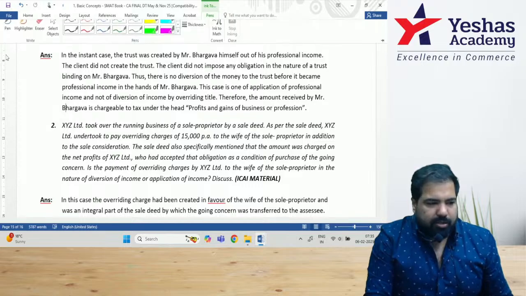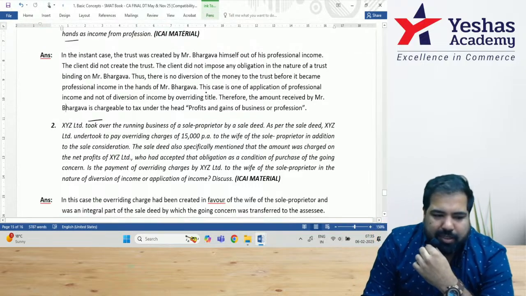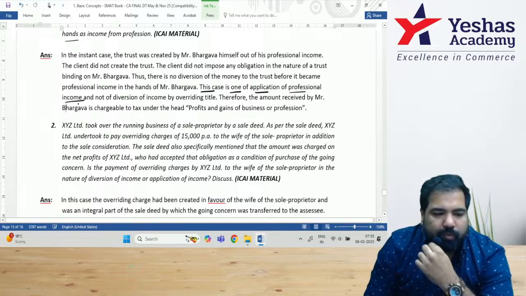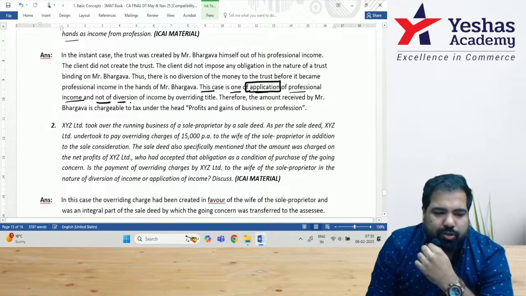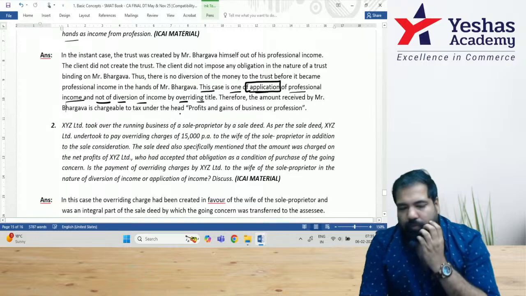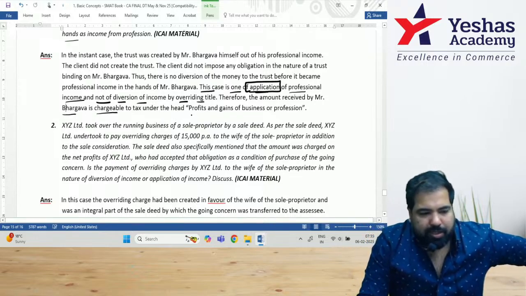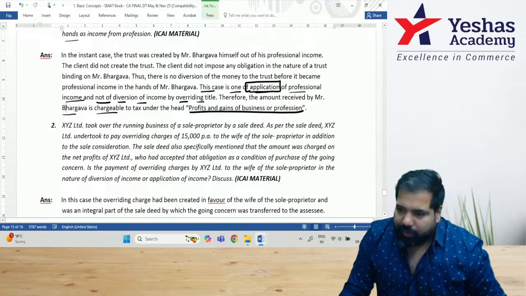Everyone read the answer and underline the main parts of the answer, guys. The third last line: this case is one of application of professional income. Guys, underline the word application. And it is not diversion of income by overriding title. Therefore, the amount received by Mr. Bhargava is definitely chargeable to tax. Open to any discussion, guys.